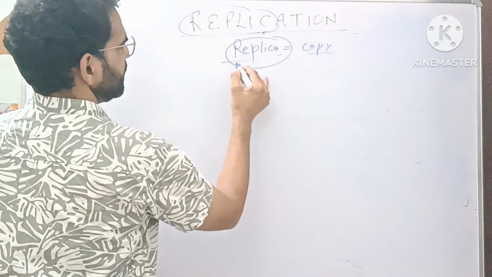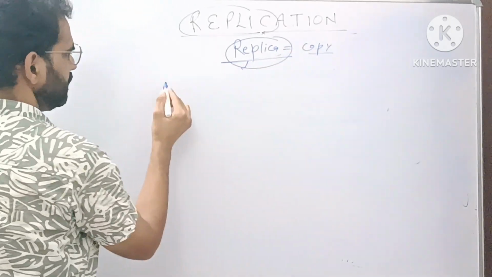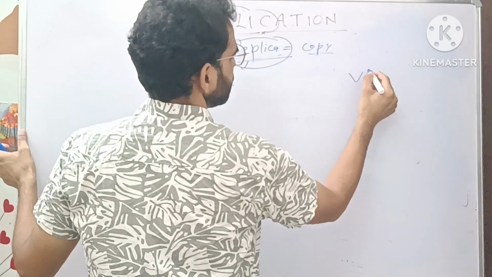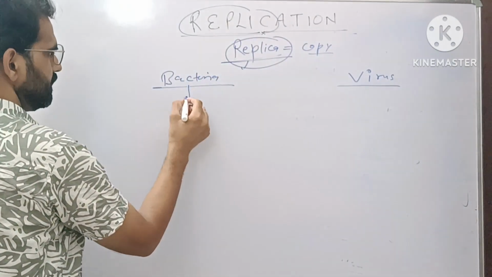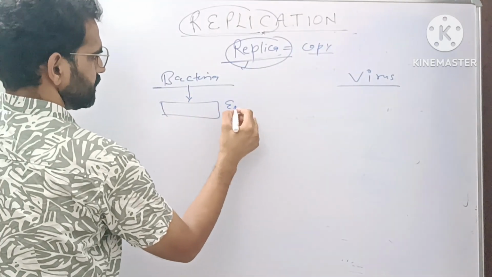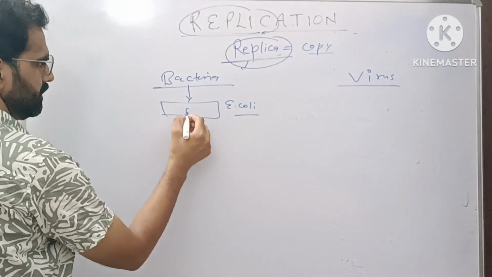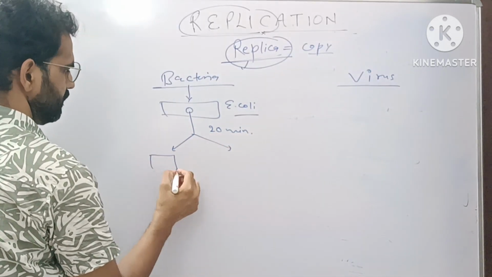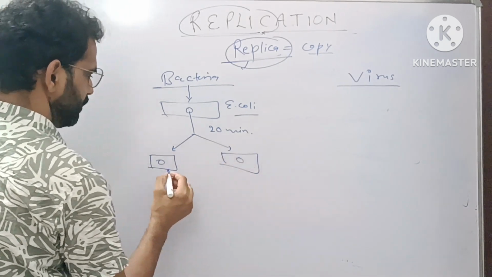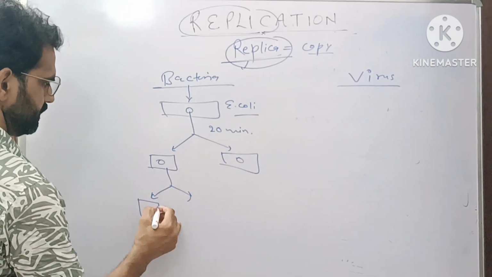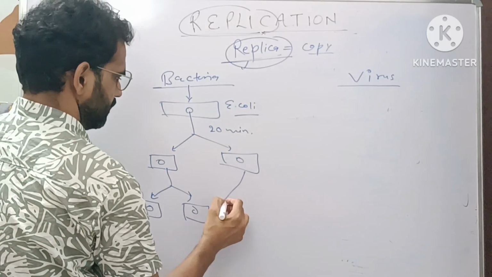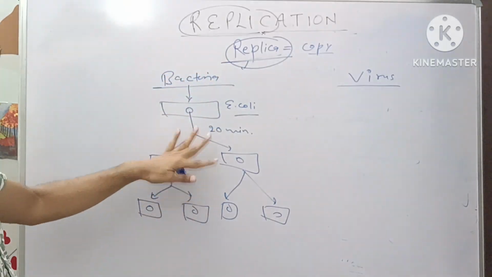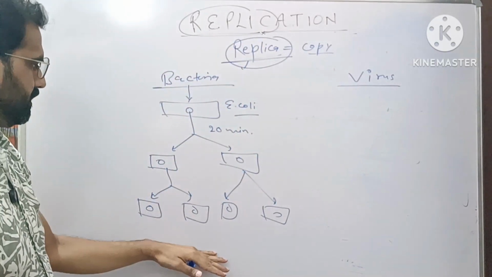So as you know, the replication means making copy. If we compare bacteria and viruses, bacteria, this is the E. coli. It multiplies in 20 minutes. One bacteria multiplies into 2 and this 2 to 4. So this is how the bacteria multiply, bacteria replicate.